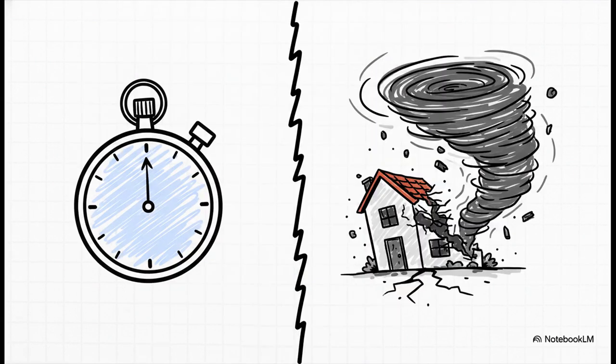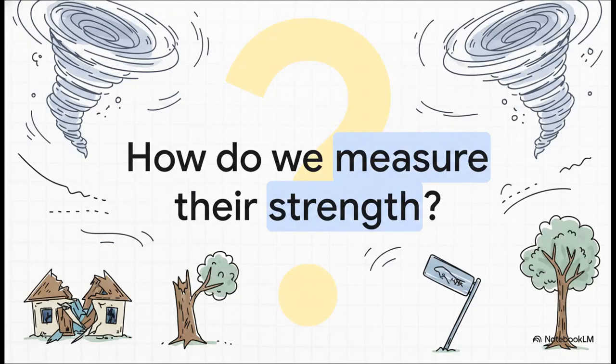And what's really wild is that most tornadoes, they don't last very long at all. We're talking just a few minutes usually. But the amount of damage they can cause in that short time, it's just massive. It's a crazy amount of power packed into a tiny window. So that brings up a good question. How do we even measure their strength?